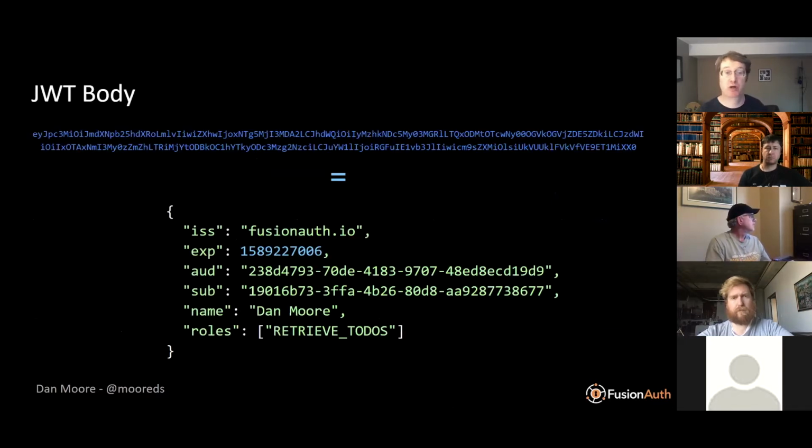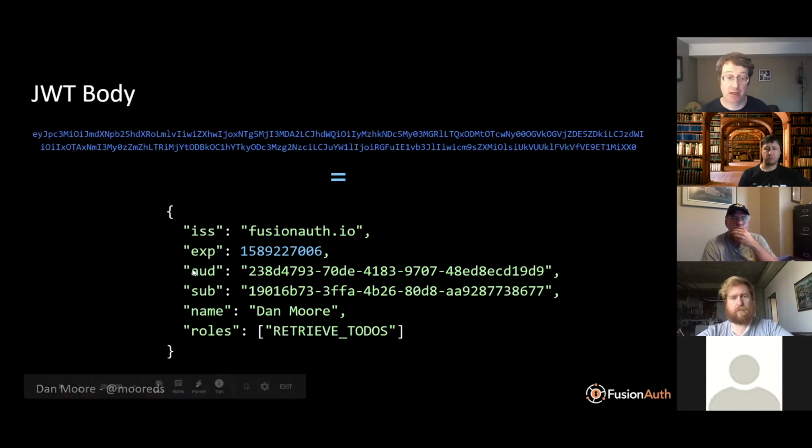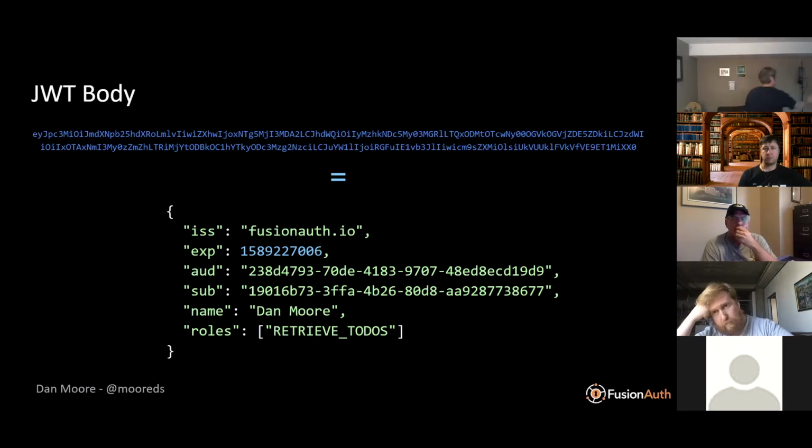The body is really where the action is, right? So this is a base 64 encoded string, which if you base 64 decode it, you will see this JSON object. And you can put anything you want in a JSON object. And the keys of this JSON object are called claims, and some are standardized, and then some are arbitrary, right? So they could be things that are specific to your application.